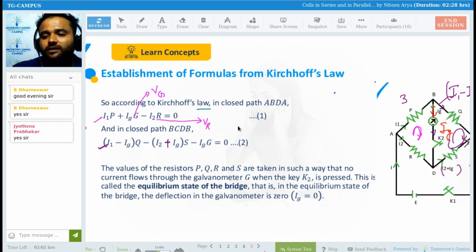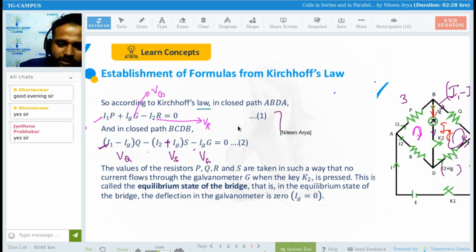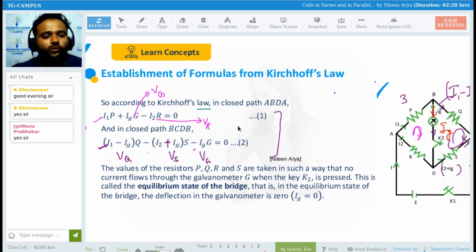Again, D to B, opposite to the direction of the loop direction. That is why it is opposite, negative, negative. Clear? So again, this is your potential at VQ, this is your potential at VS, and this is the potential of VG again, because in both loops the galvanometer is going to be taken down. Clear everyone? Because if you understand these two only, then everything is done.